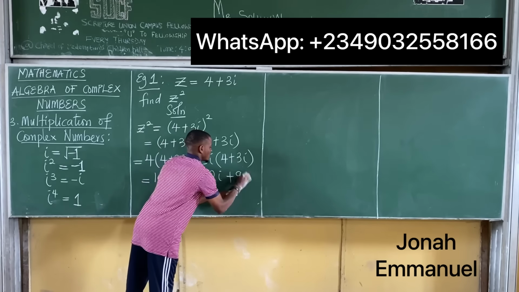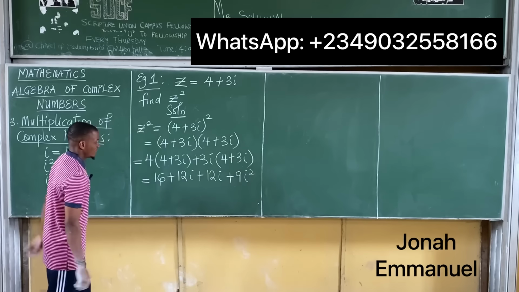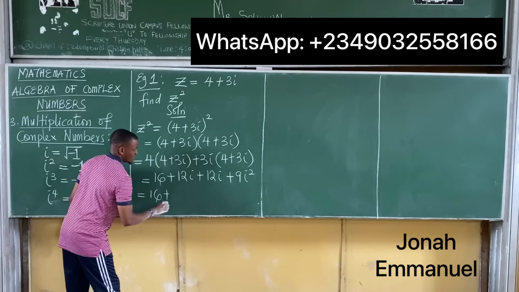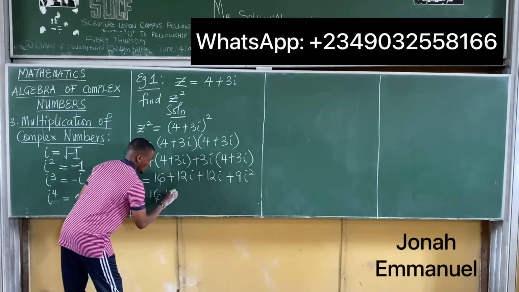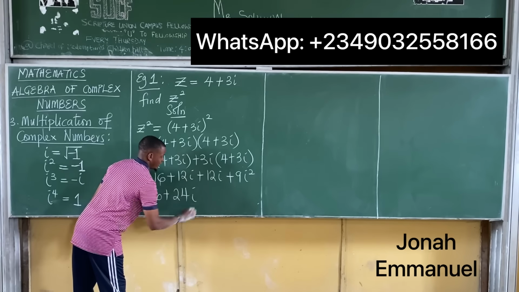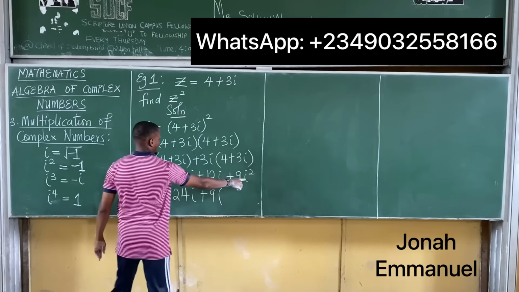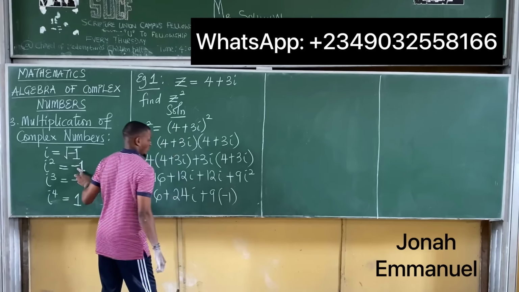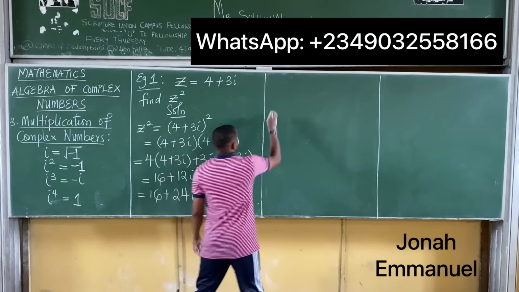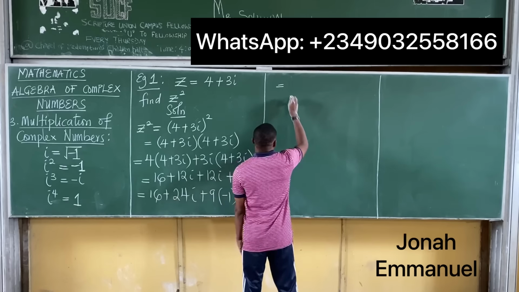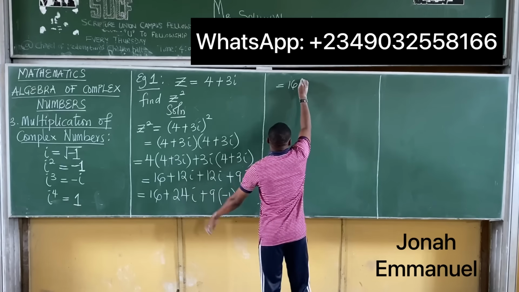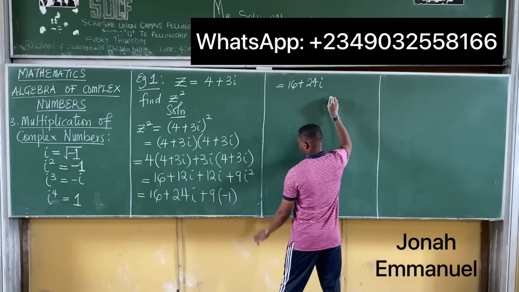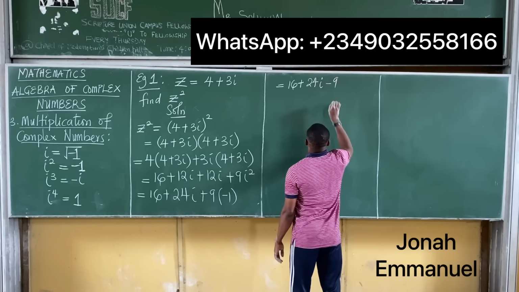i times i is i squared. All right, this is equal to 16 plus 12i plus 12i gives you 24i plus 9 into i squared. We said i squared is equal to minus 1. So this is now equal to, I'm having here 16 plus 24i, and then plus 9 times minus 1 is minus 9.